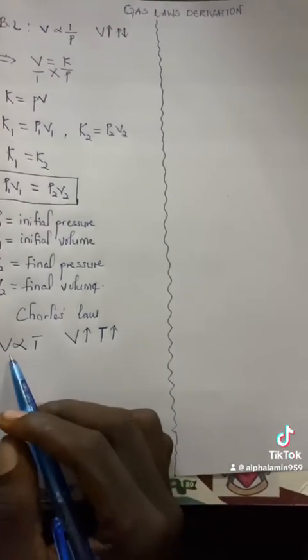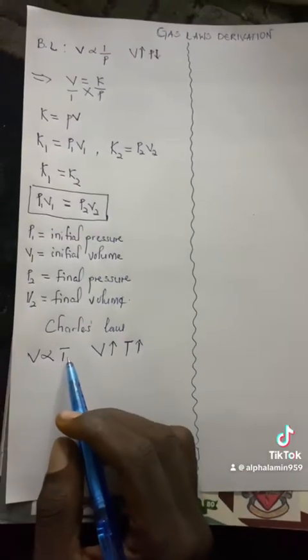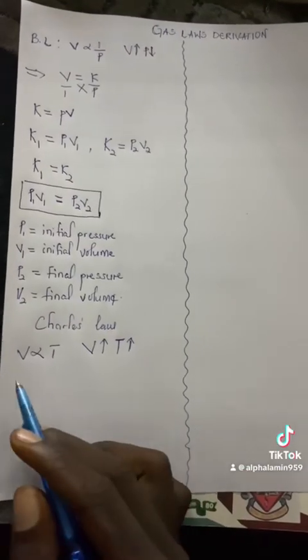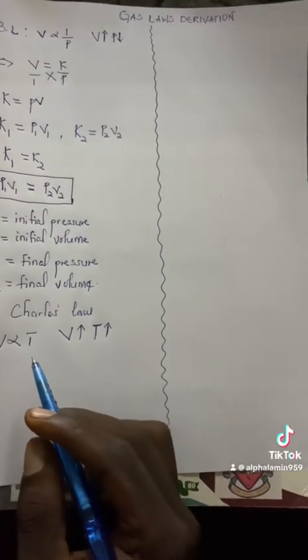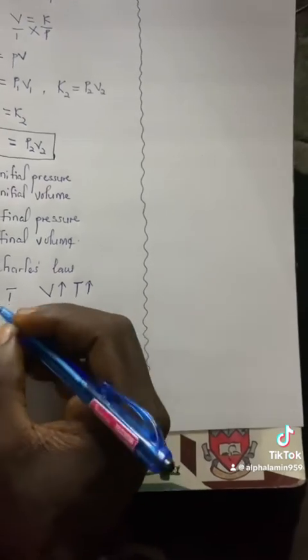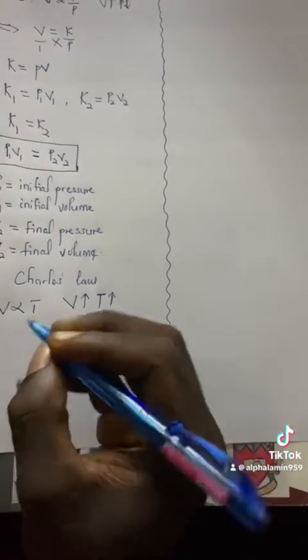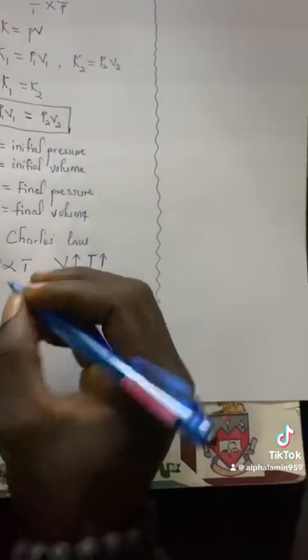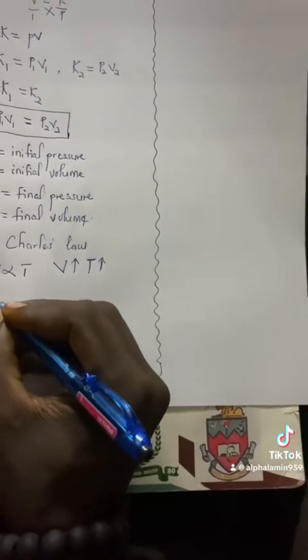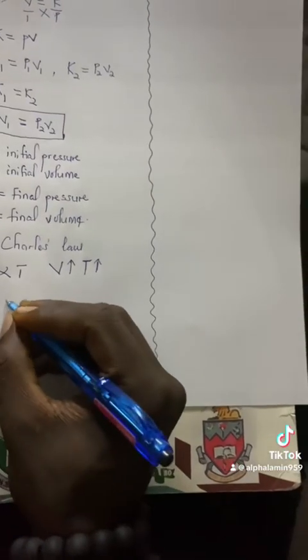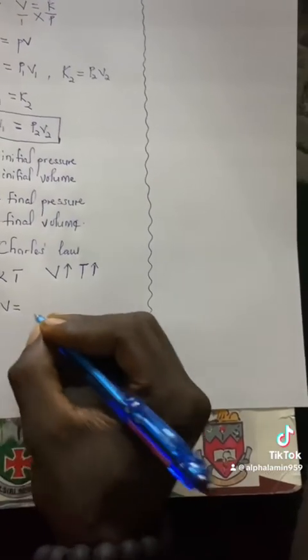The volume of a fixed mass of gas is directly proportional to its temperature. So V is directly proportional to T. If we remove this proportionality symbol here, we add our constant K. So this implies that V equals KT.